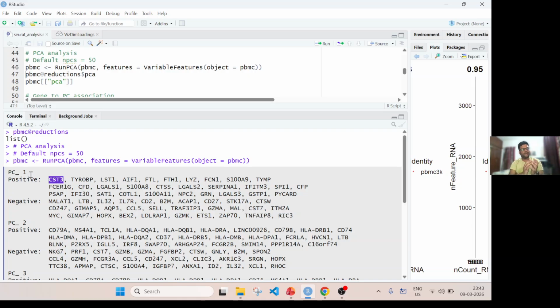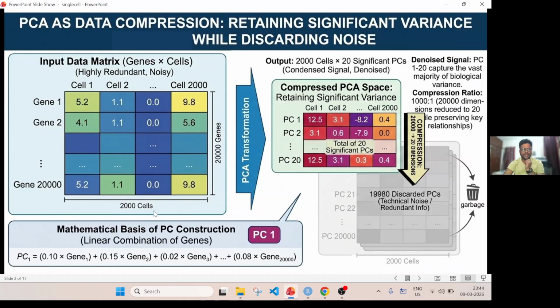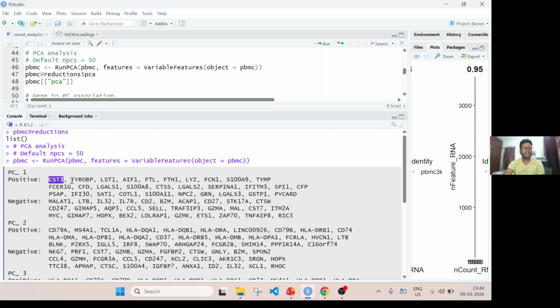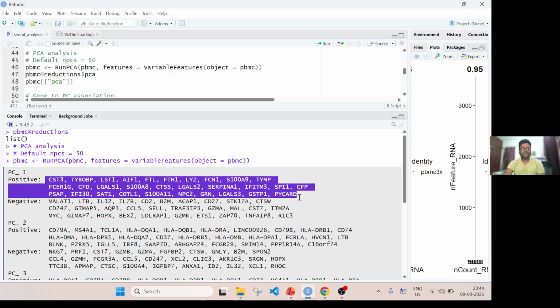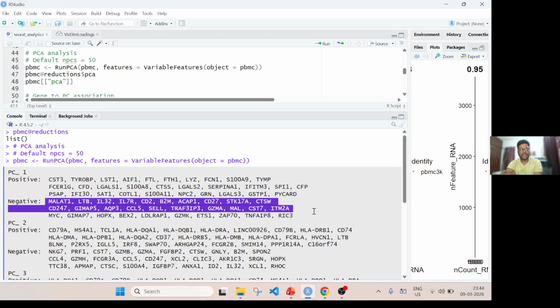That's what I was saying: this gives us the information about which gene is contributing to which PC, which gene's information went to which PC component. These are the genes which are positively correlated with the PC1 space, and these are the genes which are negatively correlated.